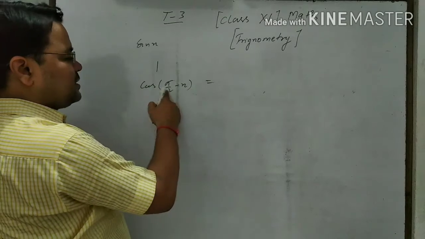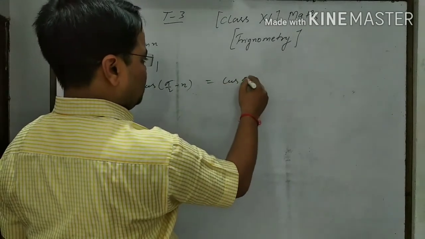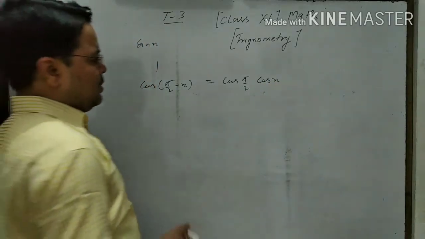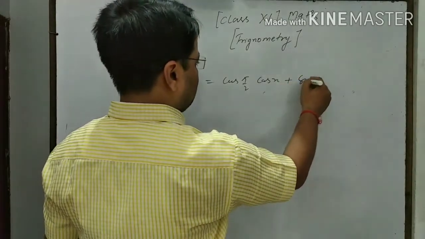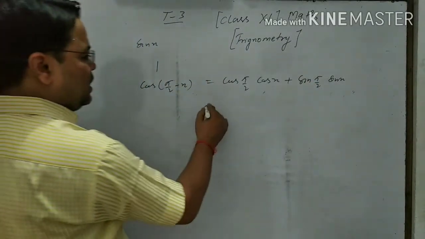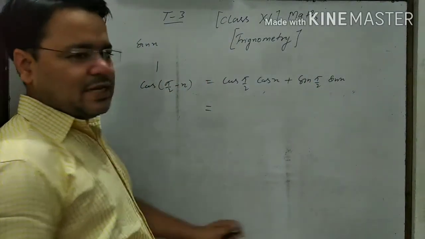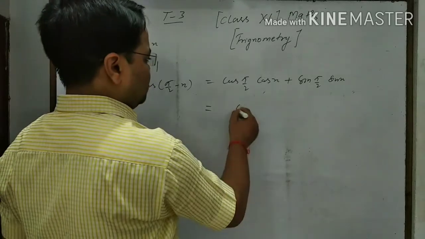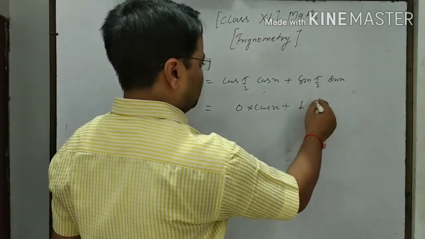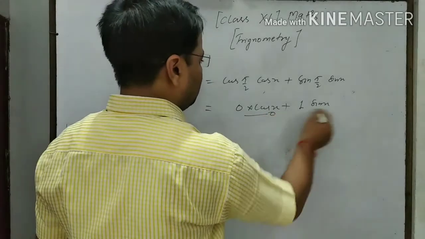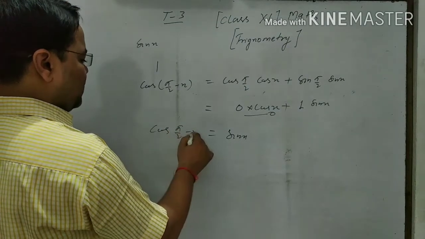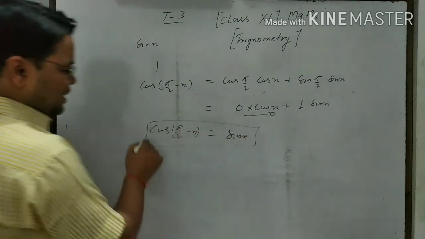But with the help of the previous formula we can prove it. We know that cos(x-y) is what? Cos(pi/2) cos x plus, if here minus then here plus, sin(pi/2) sin x. Look how it is. We know that the value of cos 90 is 0. Cos(pi/2) is 0 into cos x, and sin(pi/2) is 1, so 1 into sin x. Finally its value will be 0 plus sin x. So in this way we can prove cos(pi/2 - x) is equal to sin x.